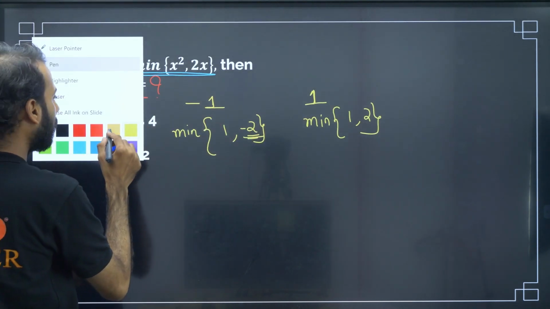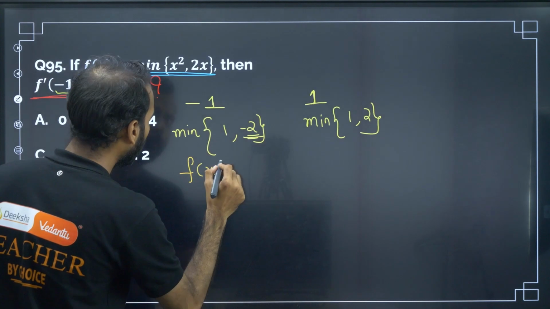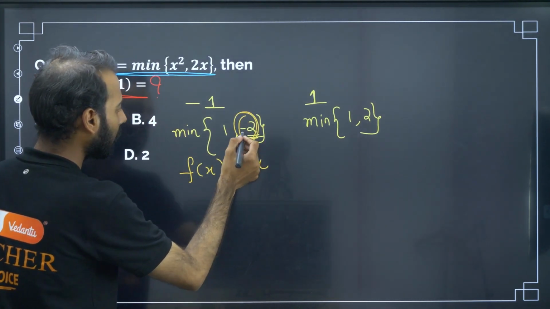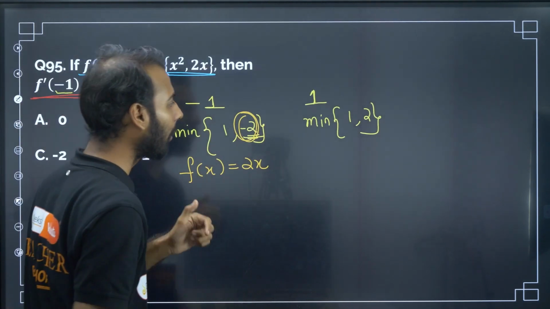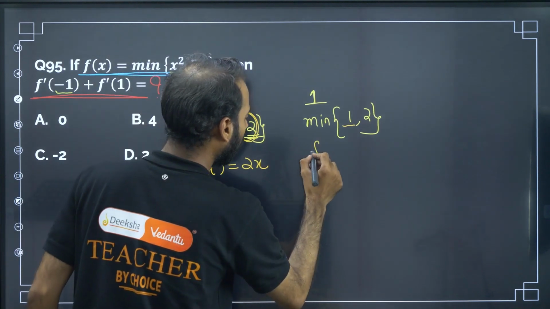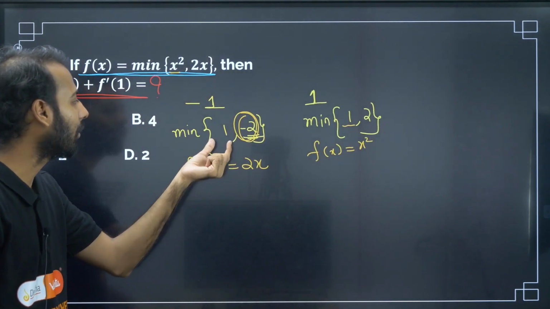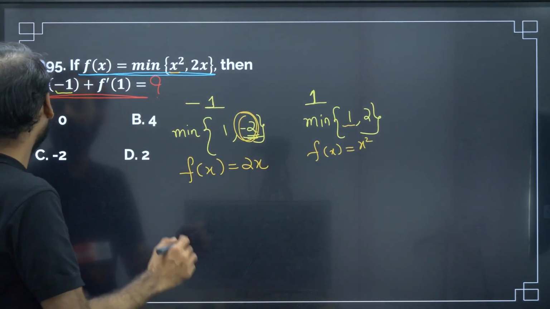So which function is behaving as minus 2? So f(x) is equal to 2x. See here, the minimum is this, because of this, so f(x) is equal to 2x. Now the minimum here is 1, because of x², so f(x) is equal to x². Minimum function means whichever is minimum, that will be the output. So the minimum is this. I hope you have understood.